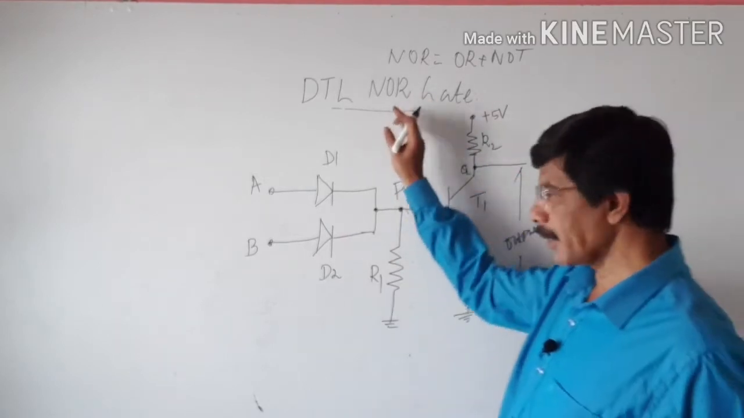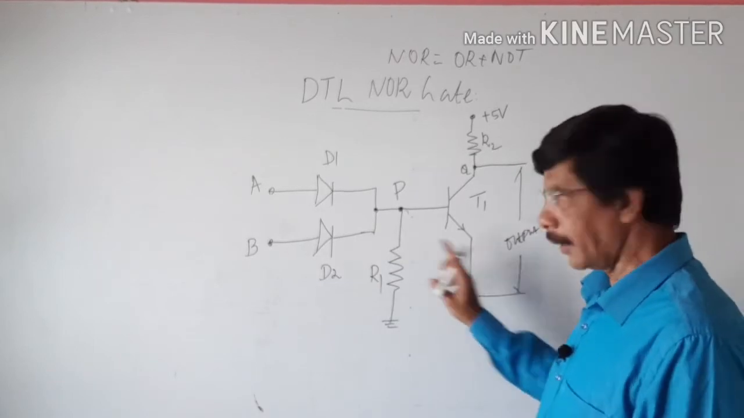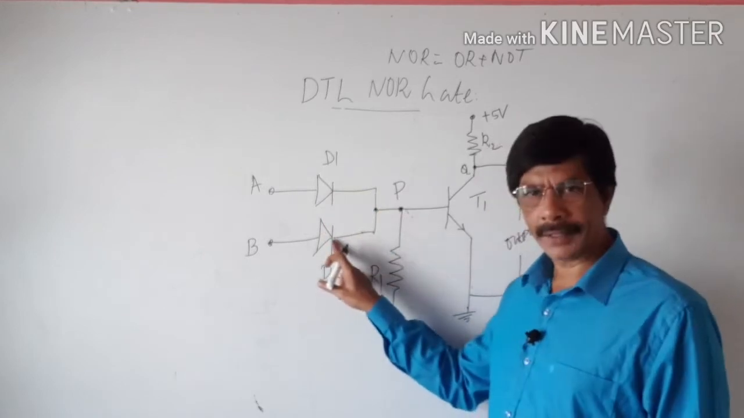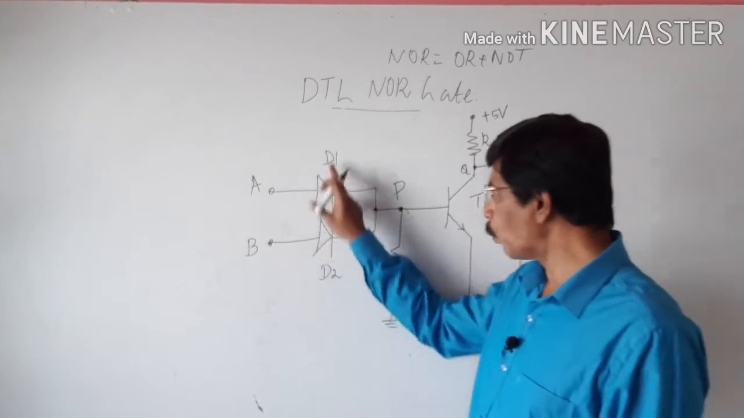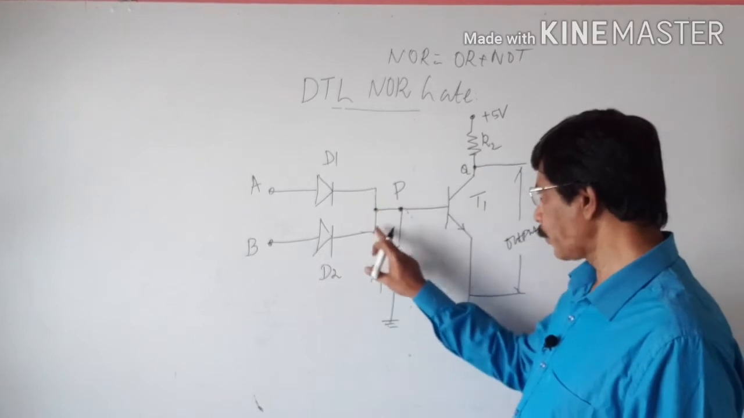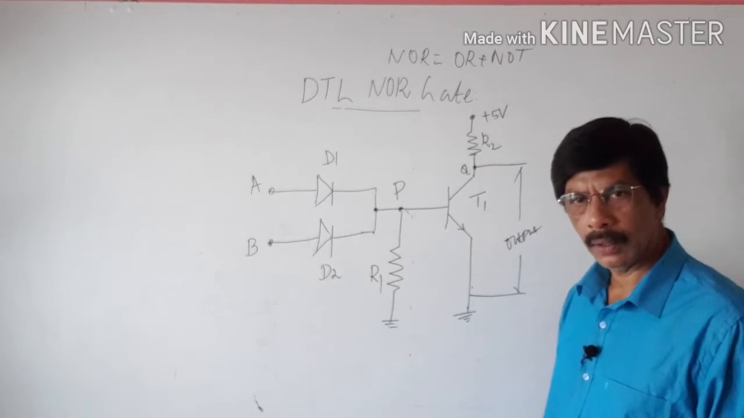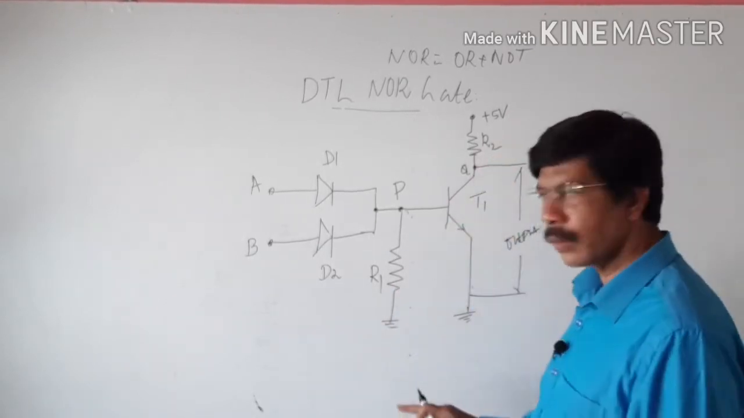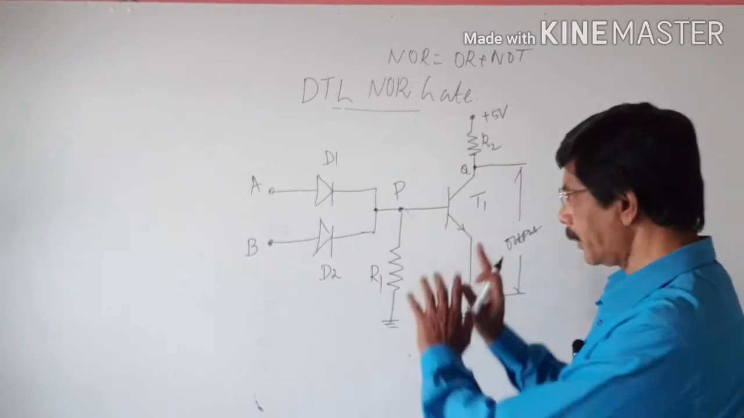The DTL NOR gate consists of a diode OR gate and a transistor NOT gate. It consists of two diodes D1 and D2 whose cathodes are interconnected, which is grounded through the resistor capital R1. The anodes of both diodes act as the inputs capital A and capital B. The common cathode point capital P is given to the base of one transistor T1 whose collector is connected to plus 5 volt through the resistor R2 and its emitter is given to earth. Construction detail is over.